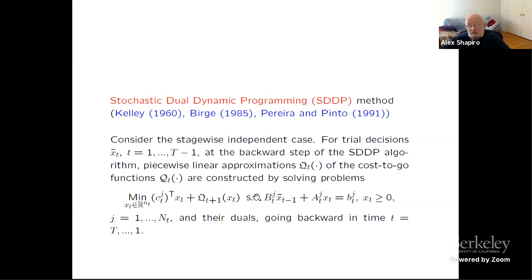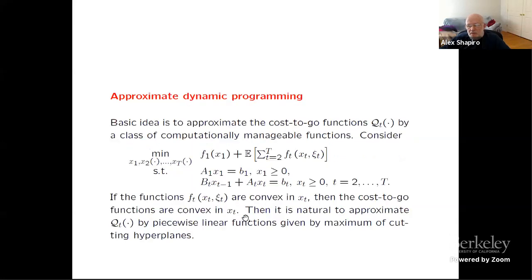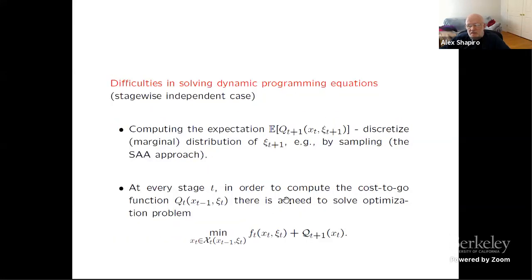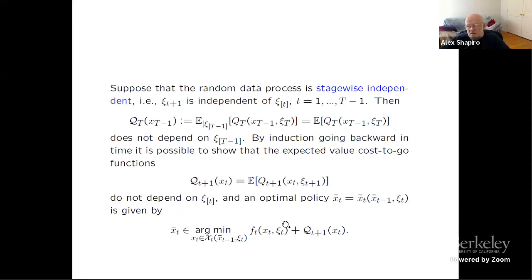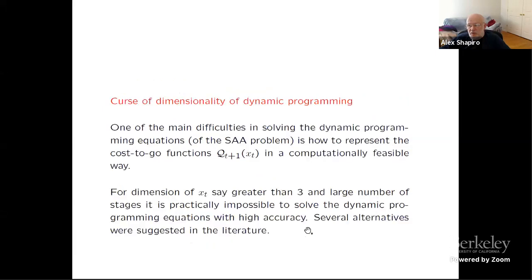accuracy. Okay, so how it works, I don't have much time to talk about all the details, but basically the idea is rather simple. Remember, we have these dynamical equations here. And these are convex functions. It's certainly true if these objectives are convex with respect to xt, and say we have linear constraints. So we approximate it by a piecewise linear function, cutting planes. How does one approximate it?